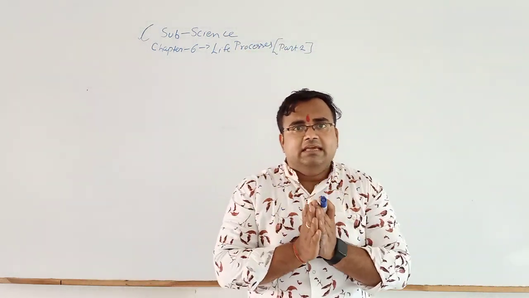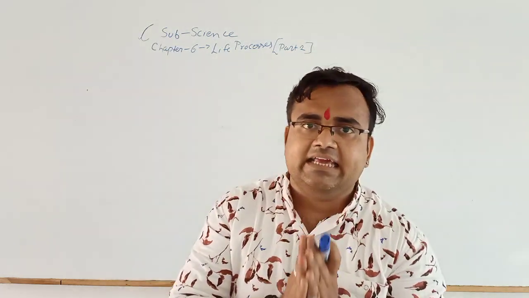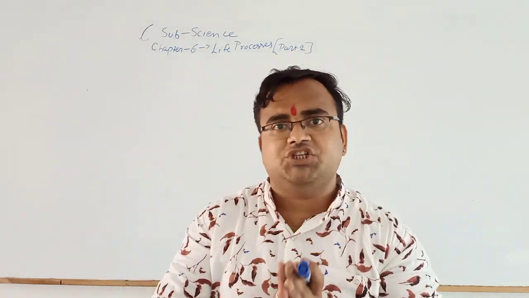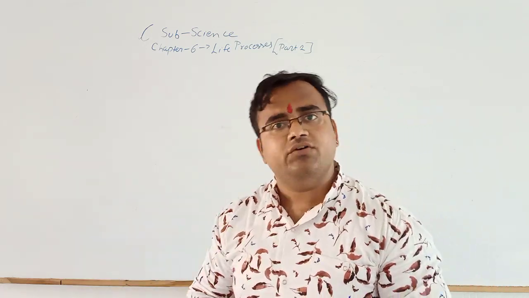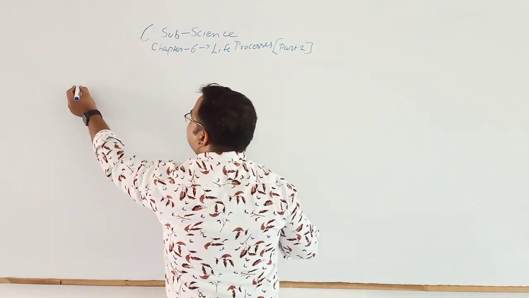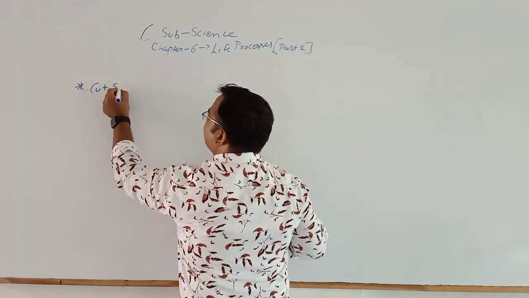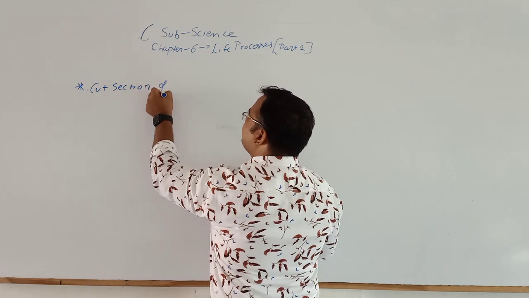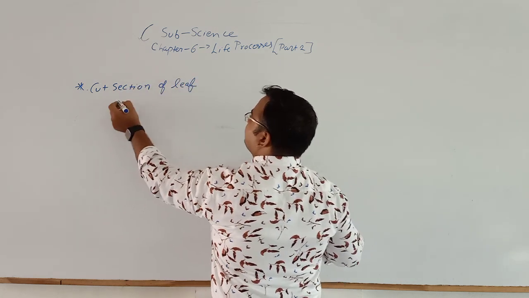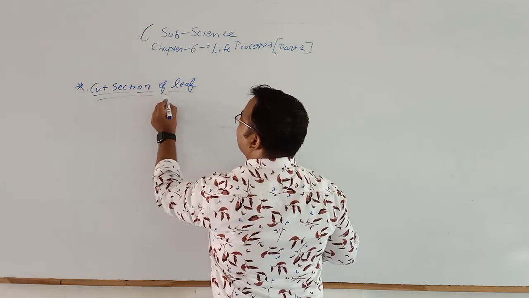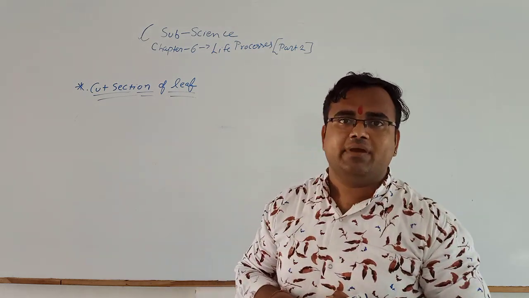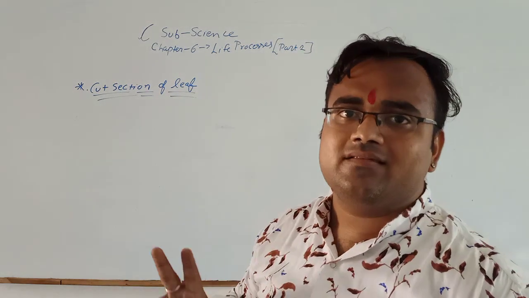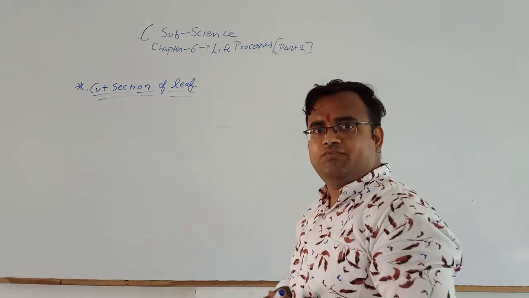Okay. The next concept is the cut section of leaf. In our textbook, the topic is given as cut section of leaf. Okay, the diagram of the cut section of leaf is given. A very easy diagram is there for the cut section of leaf, and the diagram can come for 2 marks. For the 2 marks, they will ask the diagram for the cut section of leaf.